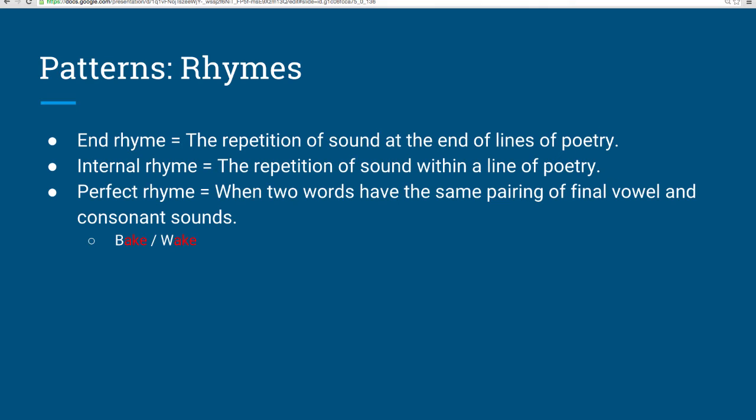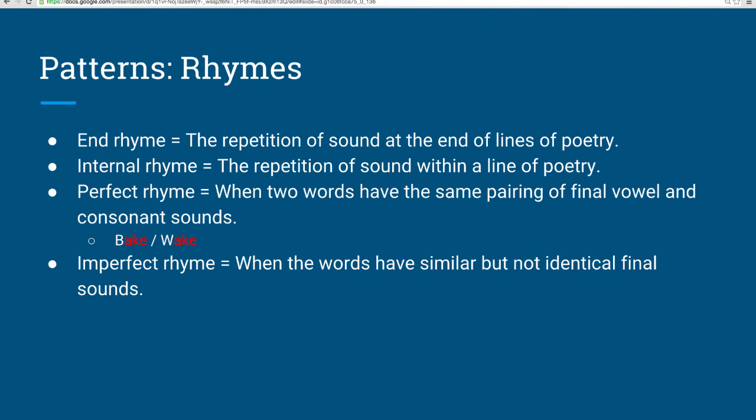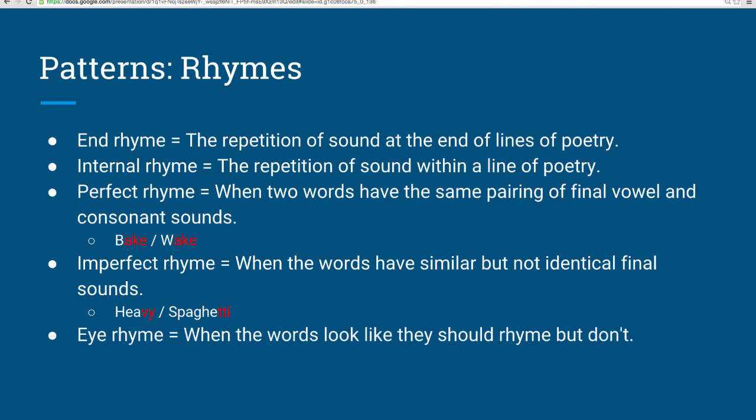Some rhymes, though, have similar but not identical end sounds. Sometimes the poet decides close enough is good enough. Heavy and spaghetti, for example. These can also be called half rhymes or slant rhymes. Some poets will play a visual trick by using an eye, E-Y-E, rhyme. Eye rhymes are those pairings of words in the English language that look alike but are pronounced differently. Prove and love, for example, look like they should rhyme.